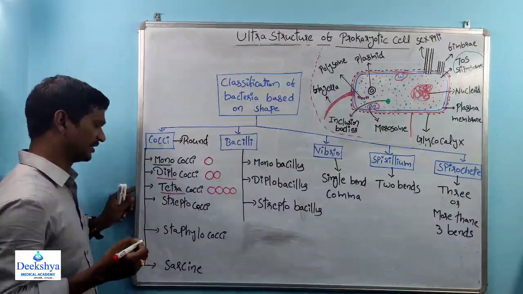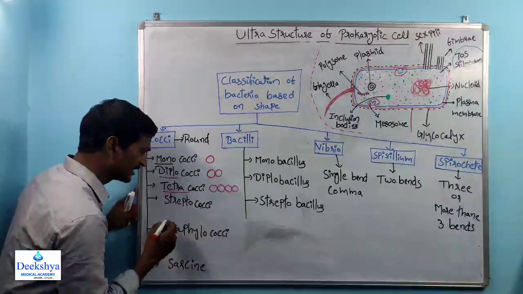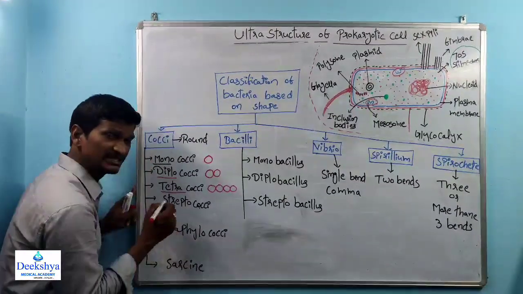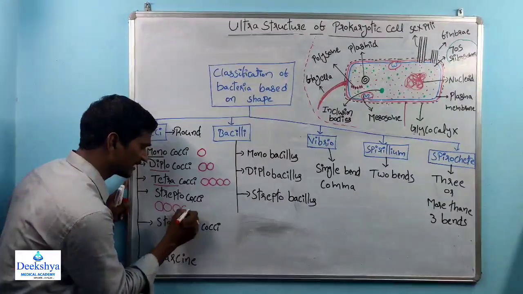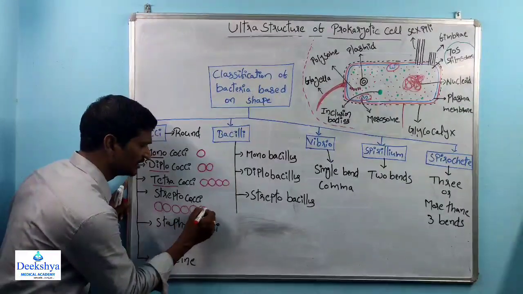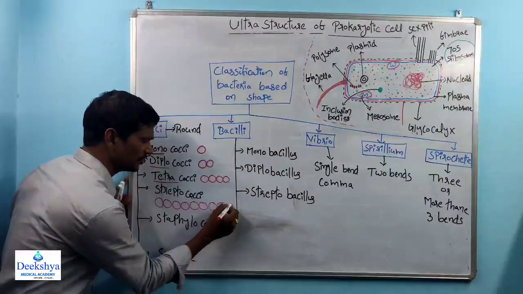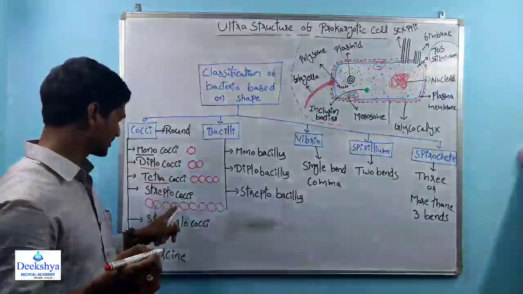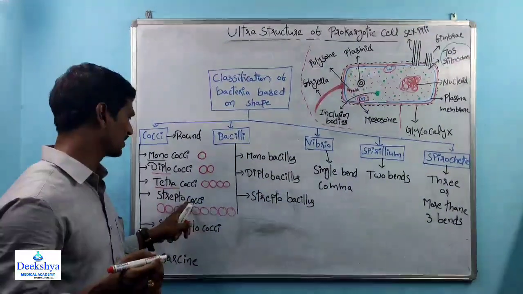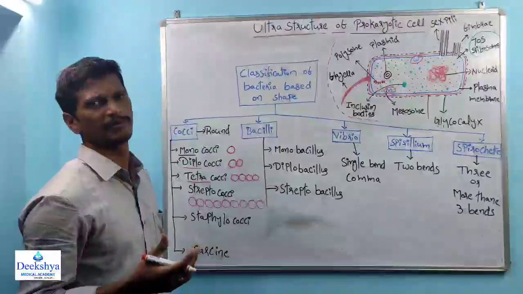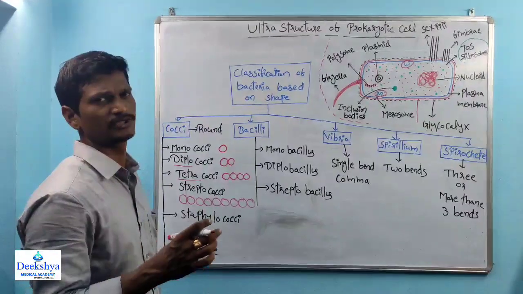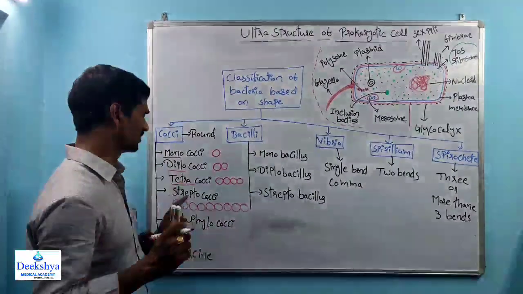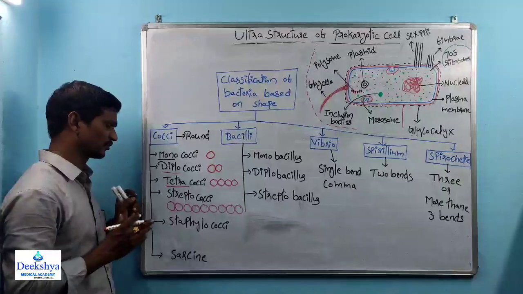And streptococci. Here strepto indicates bacteria having a chain structure. Many bacteria are there and all these bacteria form a chain structure. This structure is called streptococci. A group of bacteria forms a chain-like structure, and that group is called streptococci.